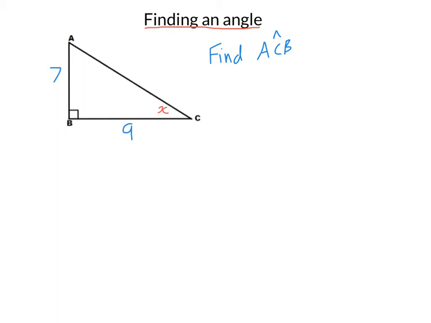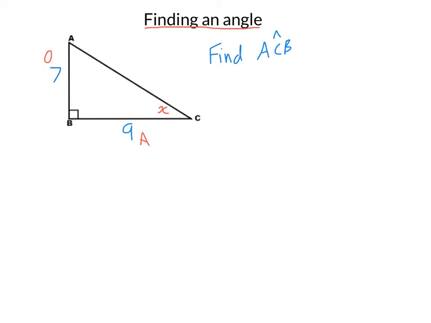So step one is to label the triangle. We label what we know and what we want to know. We know opposite this angle is 7, so it's called the opposite. And we also know that this side here, which is next to, or adjacent, beside the angle, is A. Another way to work that out is that it's not the hypotenuse. The hypotenuse is opposite the right angle, this one here, so this one must be A.